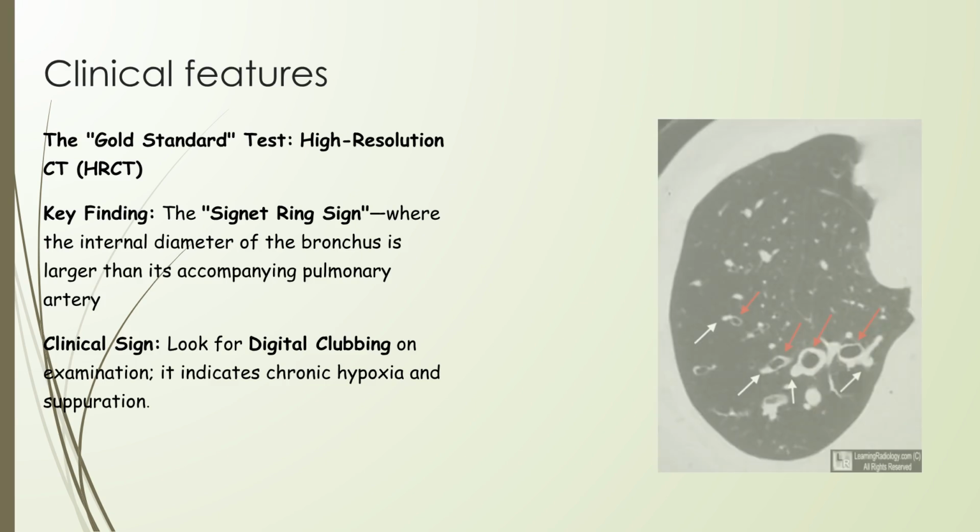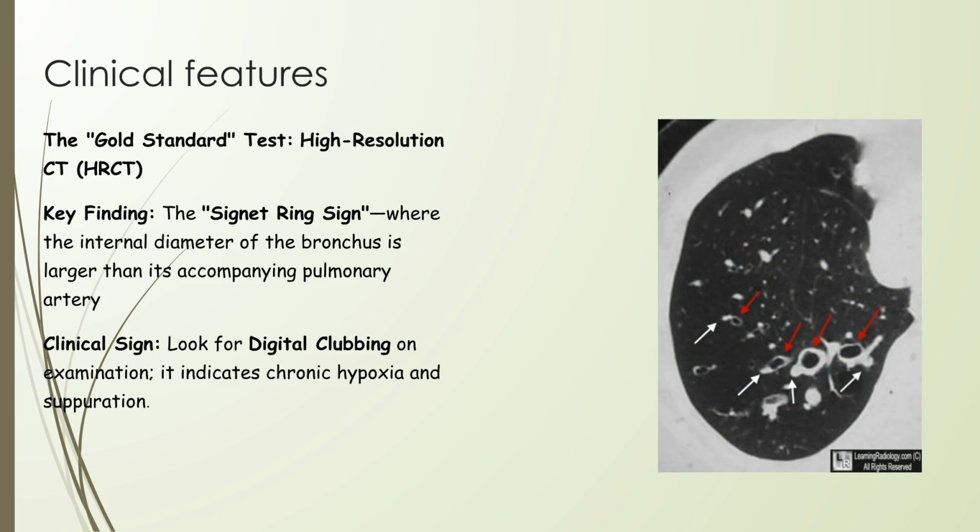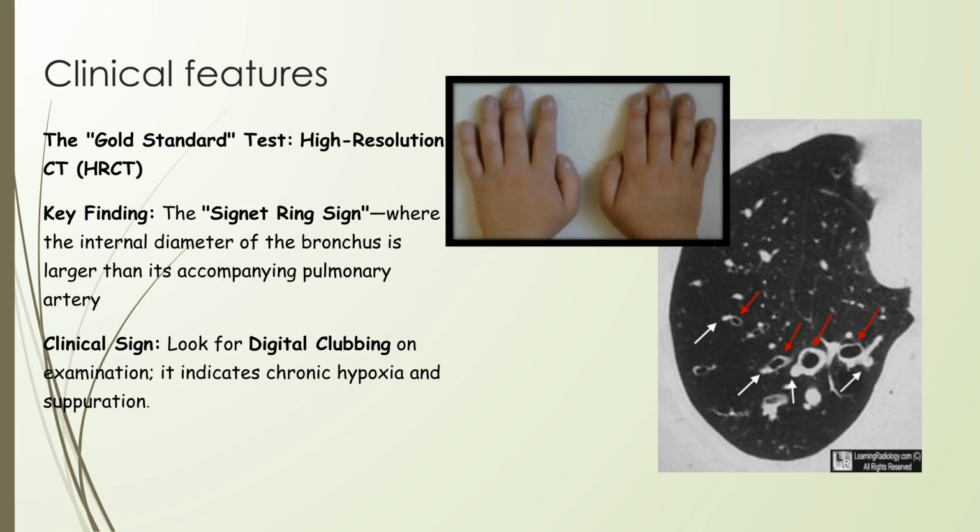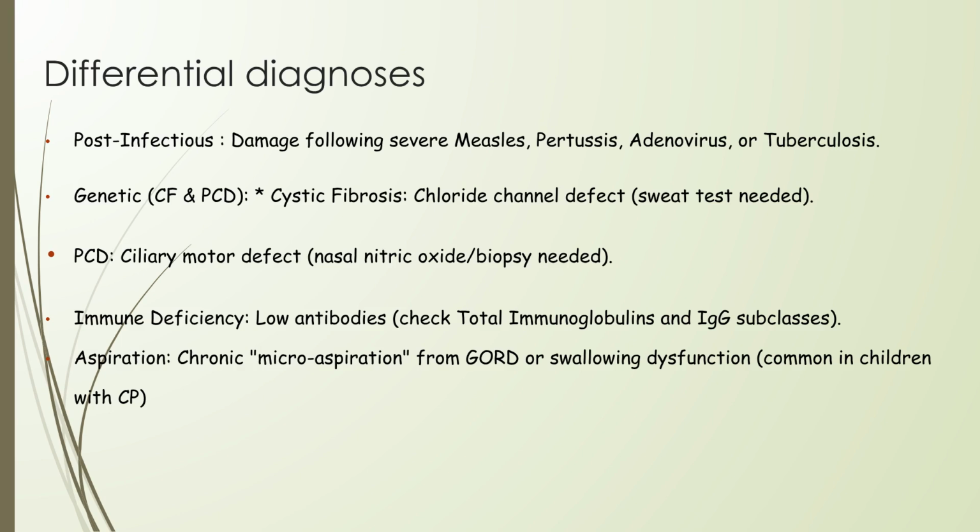A key finding is the signet ring sign, where the bronchus internal diameter is larger than the accompanying pulmonary artery. Digital clubbing is a clinical sign indicating chronic hypoxia and suppuration. Differential diagnoses for bronchiectasis and CSLD include post-infectious damage, genetic causes like cystic fibrosis and PCD, immune deficiencies, and aspiration from conditions like GORD or swallowing dysfunction.